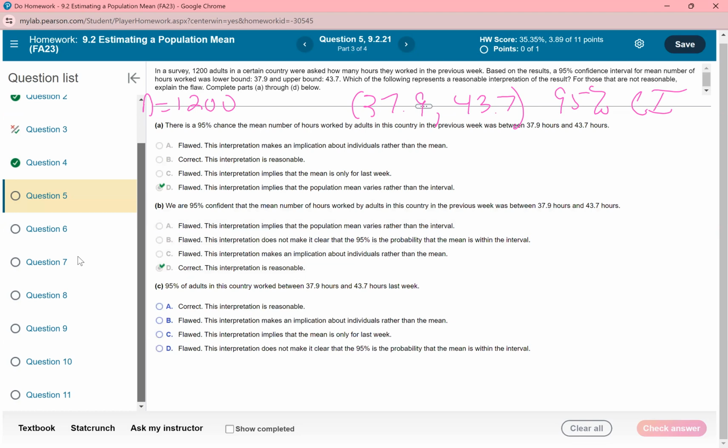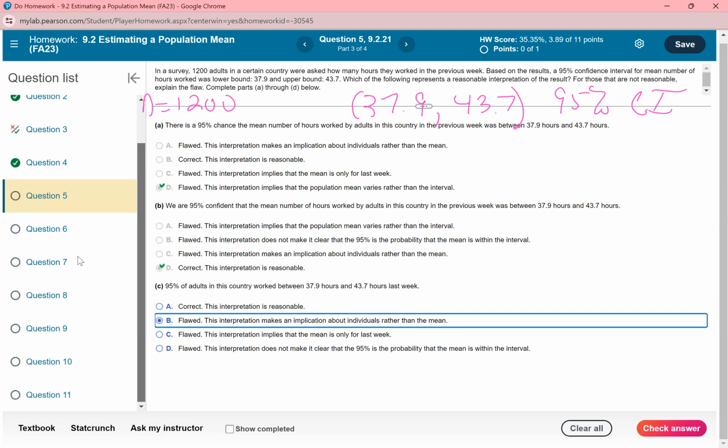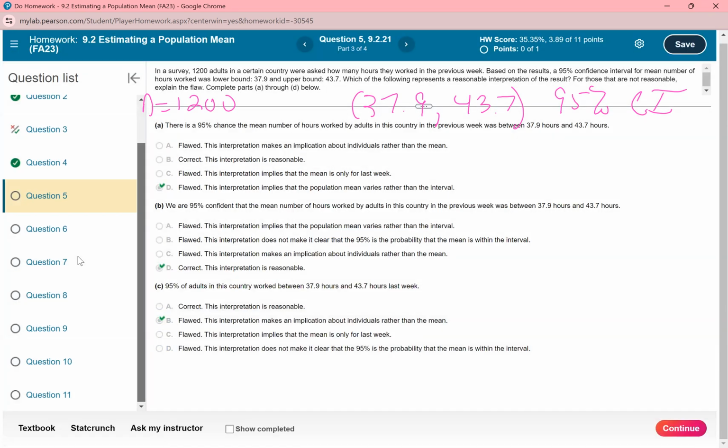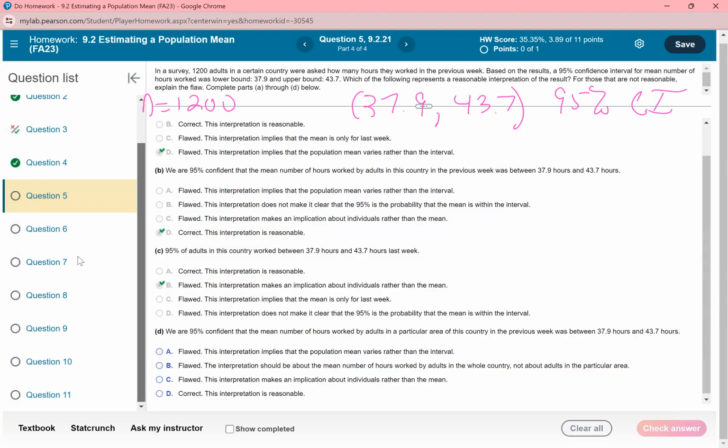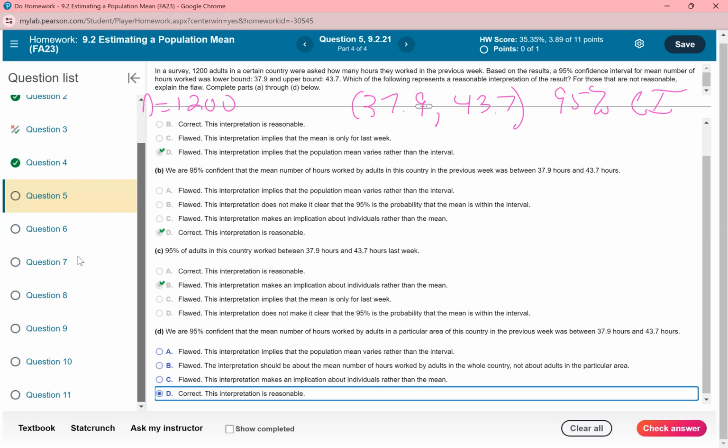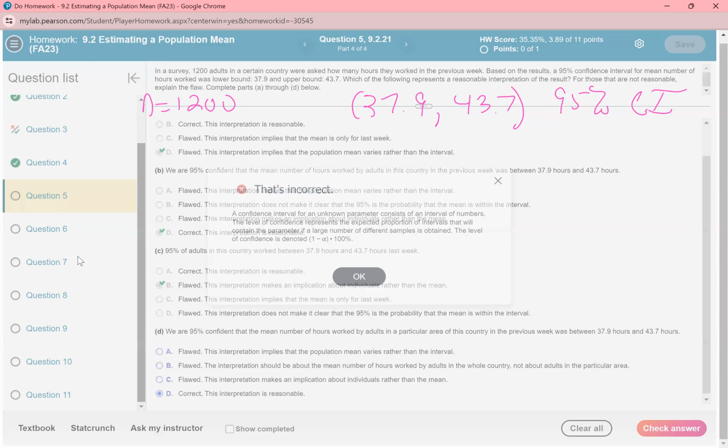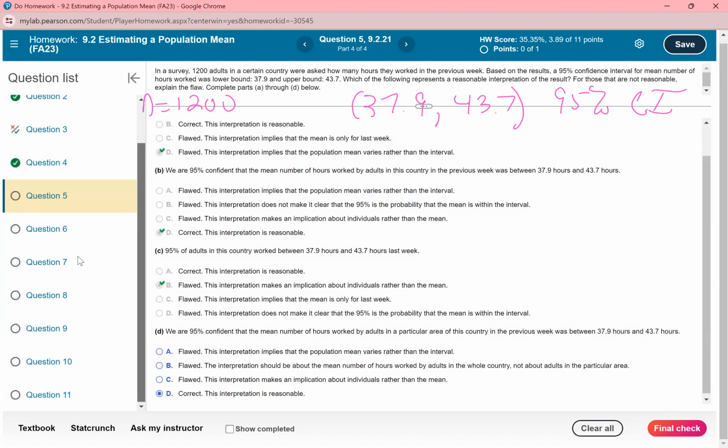"95% of adults in this country work between those many hours." Flawed. It makes an incomplete implication about individuals and not about the mean. Ooh, okay. All righty, and one more. We are 95% confident the mean number of hours worked by adults in a particular area of this country in the previous week was between blank and blank. I'm going to go with reasonable too. Not reasonable. Oh, okay. It's got to be the other flawed we didn't choose.